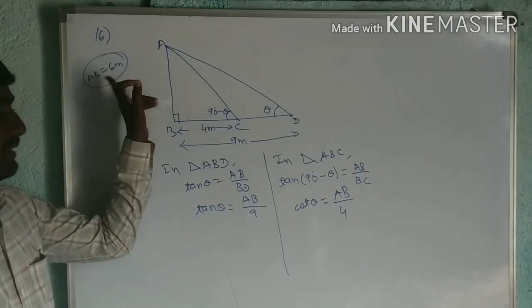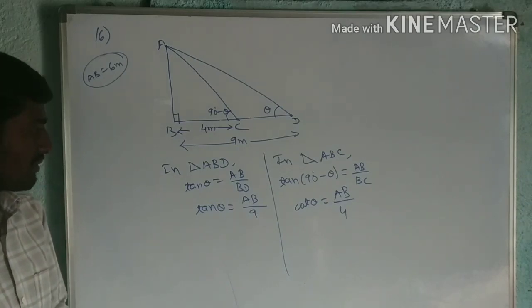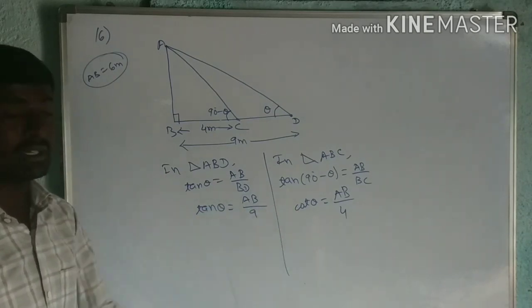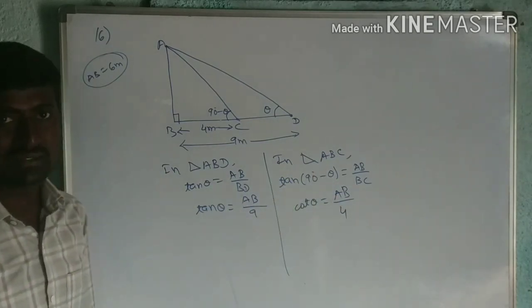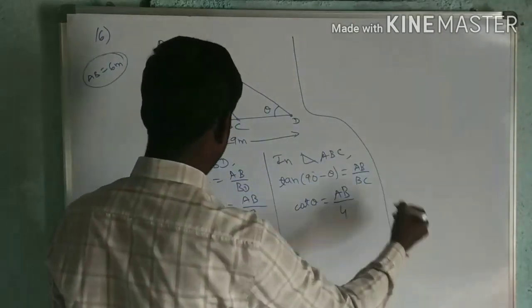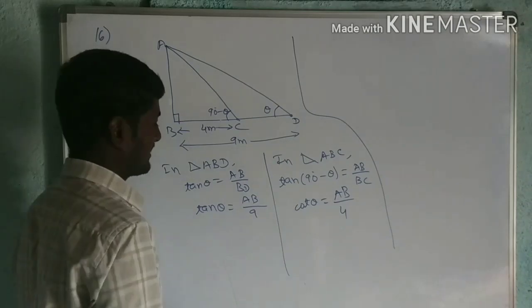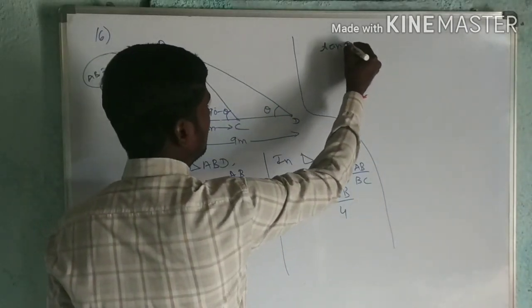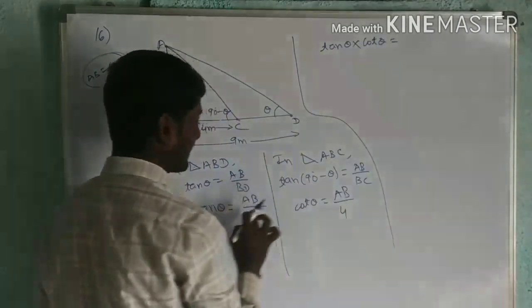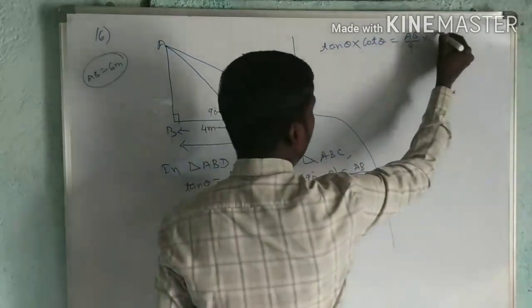But here I have to find AB as 6 meter. Okay, AB I have to find, means I have to show it. So for that I should remove these two terms, tan theta and cot theta, but AB must remain as it is. For that reason, I will multiply these two, LHS and RHS. Tan theta into cot theta is equal to, and RHS also, AB divided by 9 into AB divided by 4.